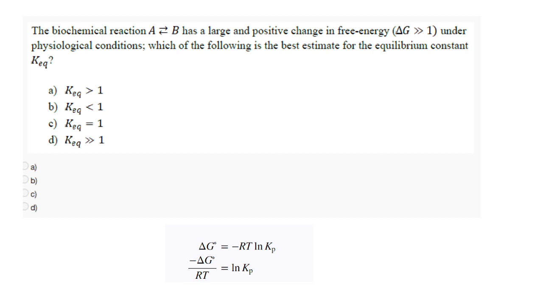Another question: a biochemical reaction A transforms to B and has a large and positive change in free energy. Delta G is greater than 1 under physiological conditions. Which of the following is the best estimate for the equilibrium constant K? Option D, sir.